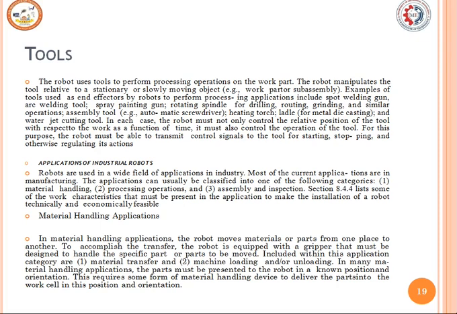Robots have a wide field of application in industry. One is material handling, second is processing operation, third is assembly and inspection, and so on. Material handling applications may be pick and place, where you have to move from one machine to another machine. Such material handling applications can be done by the robot.